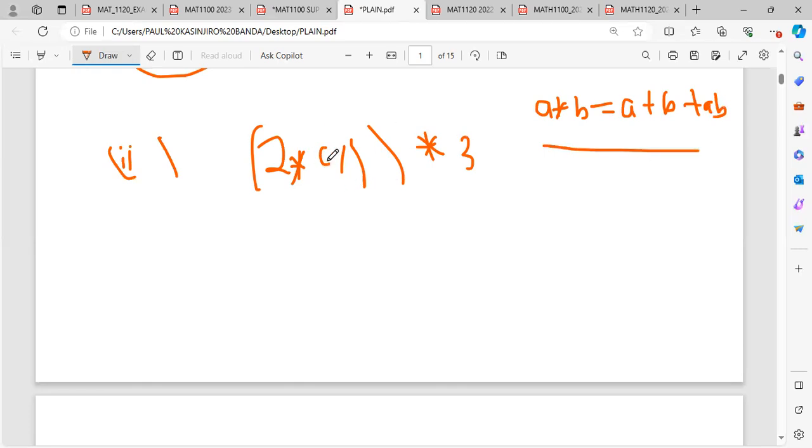So we are using this to evaluate this. What do you do here? You start with what is in the brackets. Always start with what is in the brackets. So you take these two numbers here and apply this operation.